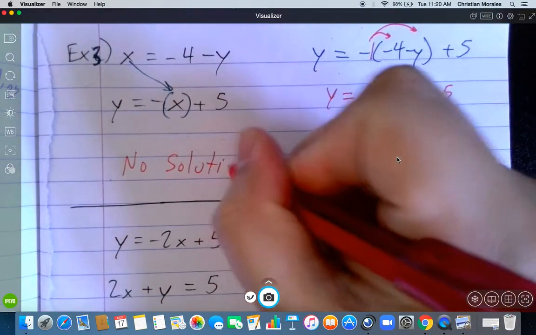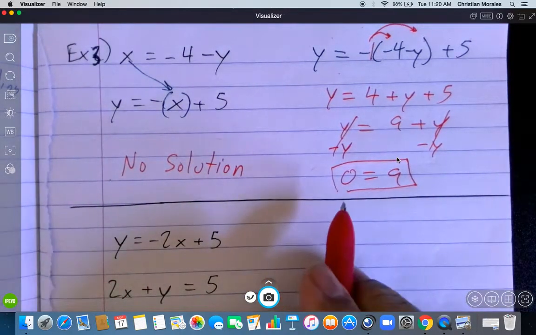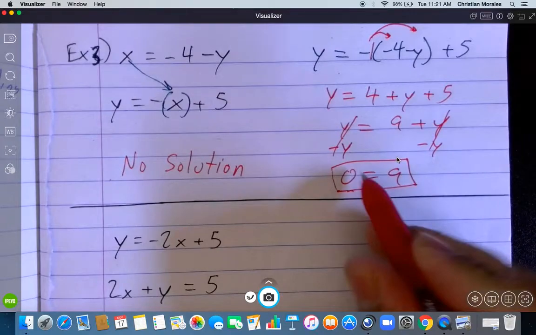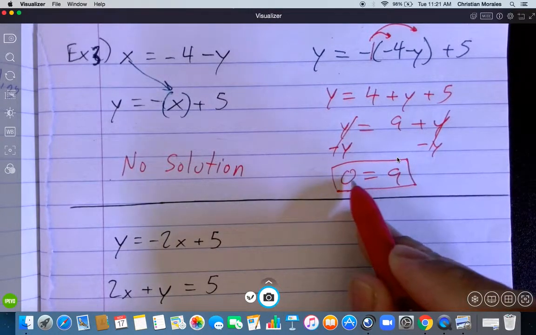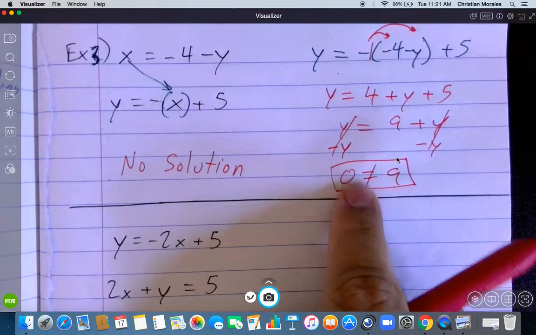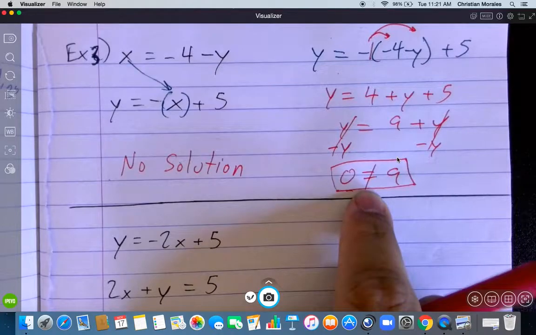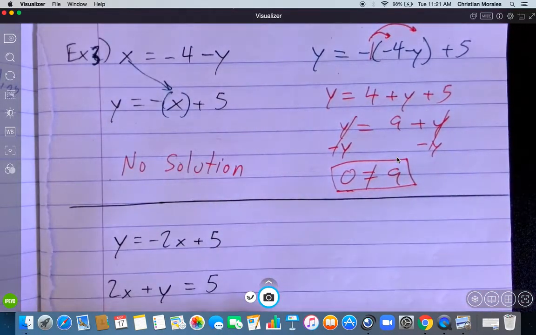Now, it's not just that your variables canceled out. What happened was your variables canceled out, and now your equation doesn't make sense. 0 is equal to 9? 0 is not equal to 9. If you get a statement like this when you're trying to solve it, and it doesn't make mathematical sense, that means that these equations will never cross. If you graph them, this would be parallel lines.